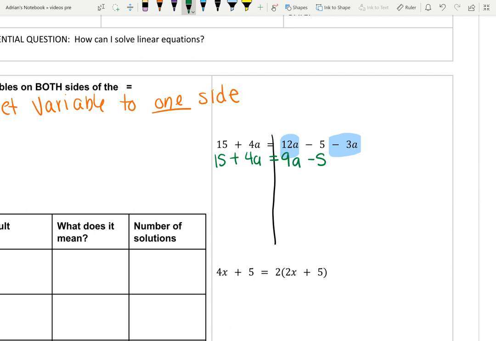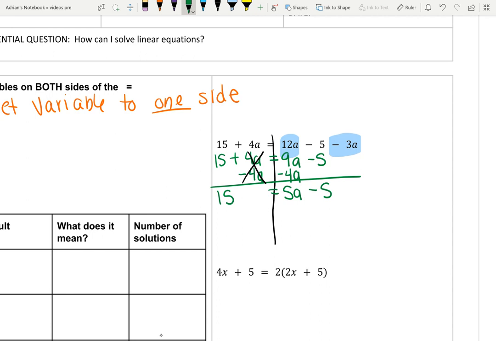So now I want to get my variable to one side. So I can't just combine these and say that 9a plus 4a is 13a and just stick that somewhere. I have to move it over like I do with other things, like when I was moving just the regular numbers. So what I'm going to do is subtract the 4a from both sides to get it to the other side so that I'm working to get it alone. So what that'll do is cause these ones to cancel. Then I have 15 left here equals 5a minus 5.